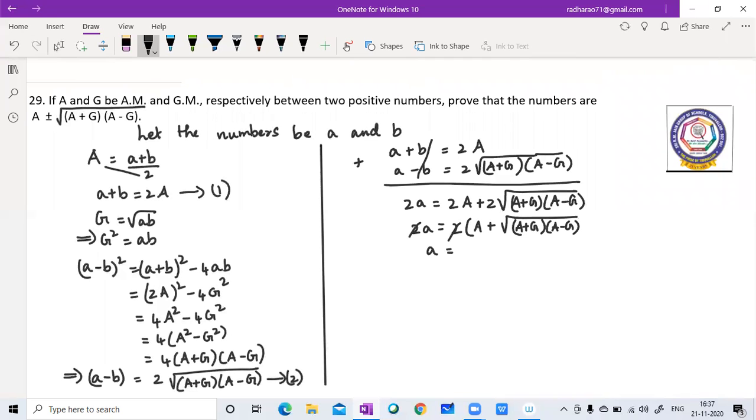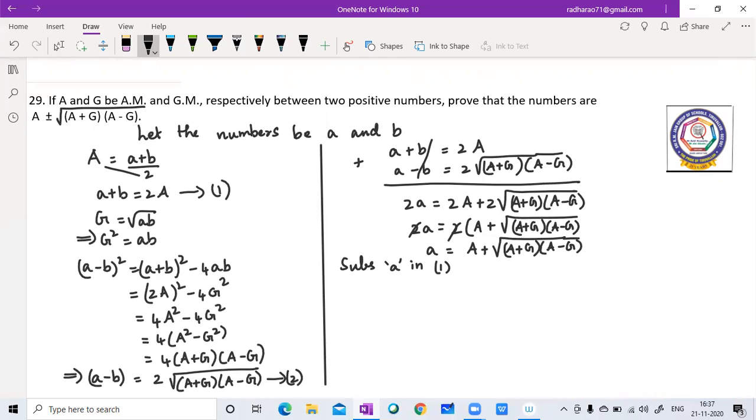So from that I get a is equal to A plus square root of (A plus G) into (A minus G). So now I found the value of a. So I'm going to substitute it in one of the equations to get the value of b. Substitute the value of a in equation number 1.